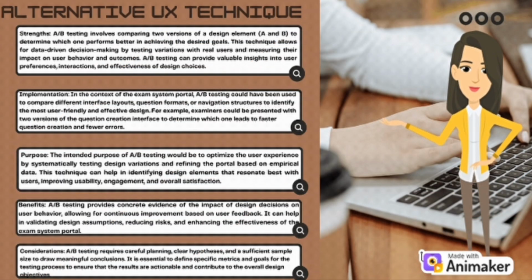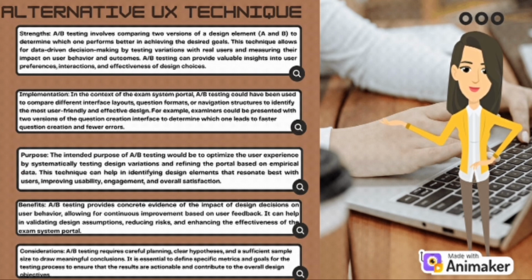The alternative UX technique that can be implemented in exam portal design is A/B testing. The strength of A/B testing involves comparing two versions of a design element, A and B, to determine which one performs better in achieving desired goals. This technique allows for data-driven decision making by testing variations on real users and measuring their impact on user behavior and outcomes. A/B testing can provide valuable insight into user preferences, interaction, and effectiveness of design choices.